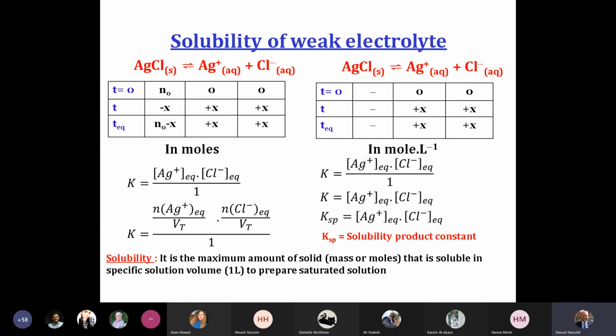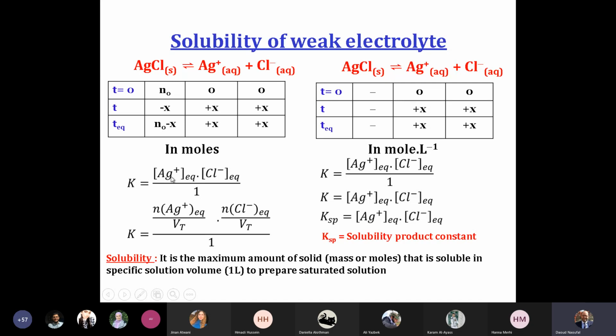Since the dissociation occurs till the equilibrium, and the equilibrium is characterized by the equilibrium constant capital K, which is equal to the activity of the product divided by the activity of the reactant. Since in our course the solutions are diluted, instead of the activity of the ions, we put the concentrations, and by convention, the activity of the solid is equal to 1.